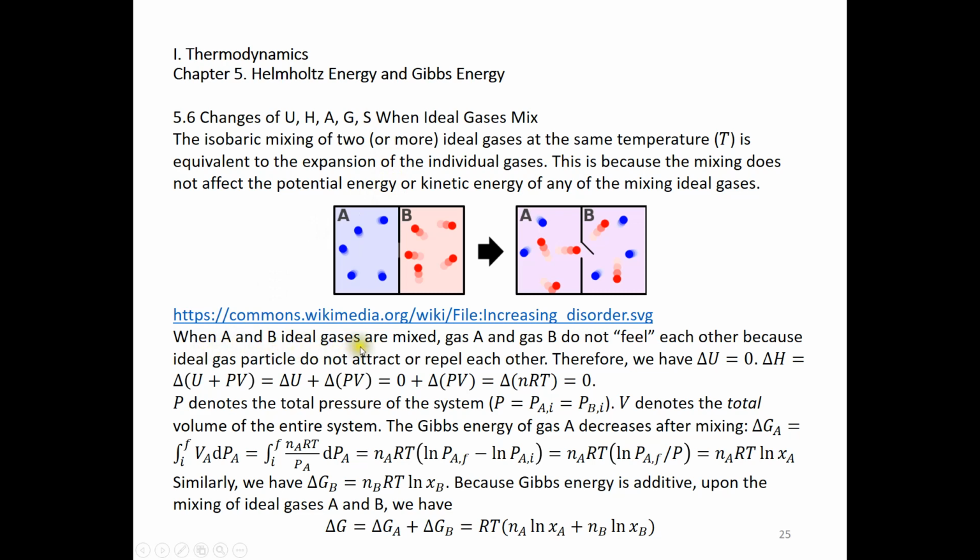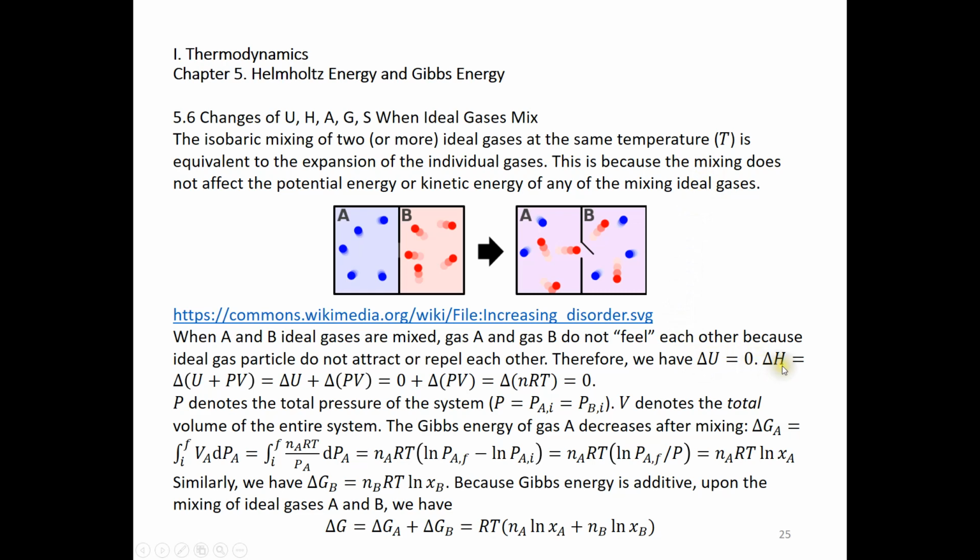When A and B ideal gases are mixed, gas A and gas B do not really affect each other. This is because ideal gas particles do not attract or repel each other. Therefore, we have delta U equals 0. So there's no change in potential energy. And also, since it's isothermal, there's no change in the average kinetic energy. And because there's no change in the number of particles, we can say there's no change in kinetic energy. Therefore, delta U is 0.